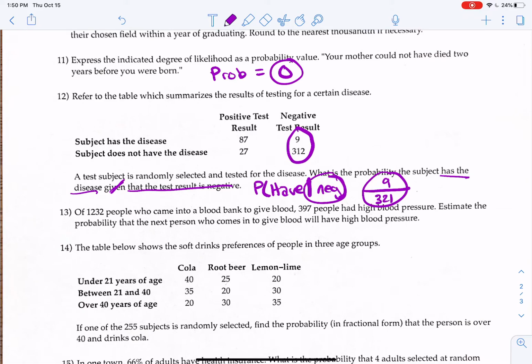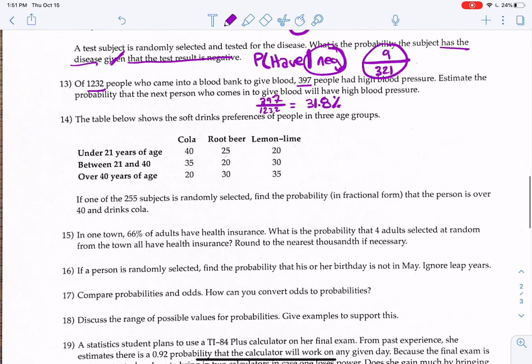Of the 1232 people who came into the blood bank and gave blood, 397 people had high blood pressure. Estimate the probability that the next person who comes in has high blood pressure. We're just going to look at our past results. Our past results said that 397 out of 1232 have high blood pressure. So 397 divided by 1232, my next person has about a 31.8% chance of having high blood pressure, because past results tell us approximately what the future results will look like.